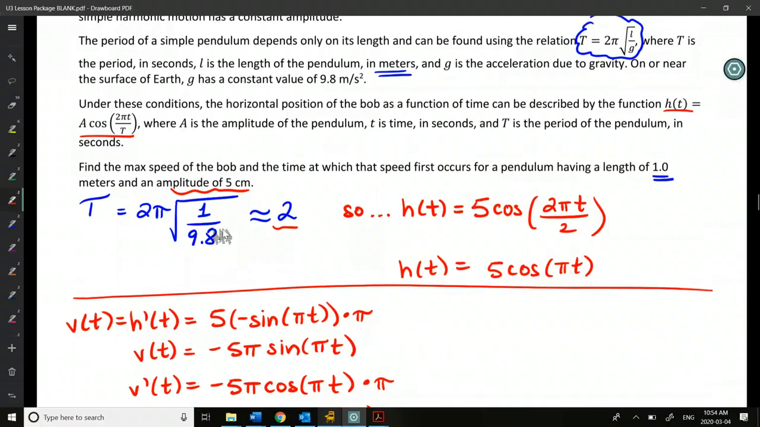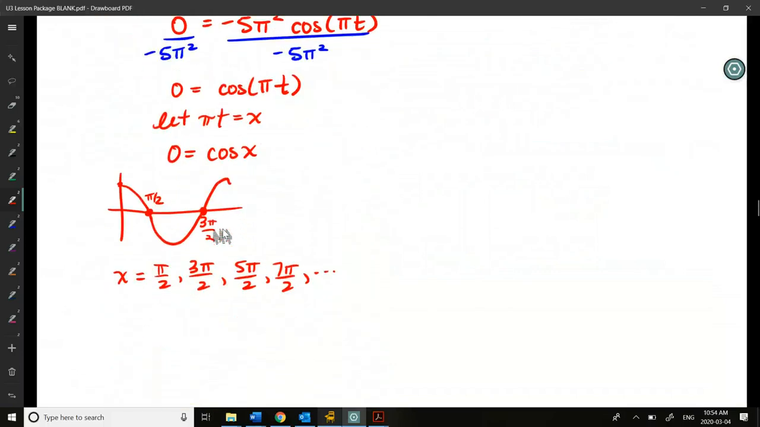Okay, now this one asks the maximum speed and at which time that first occurs. So we're only really interested in some of our initial times here. We don't need to create a statement that says maximums occur at all of these times. One of these two is going to be a minimum velocity, and one of these is going to be a maximum velocity.